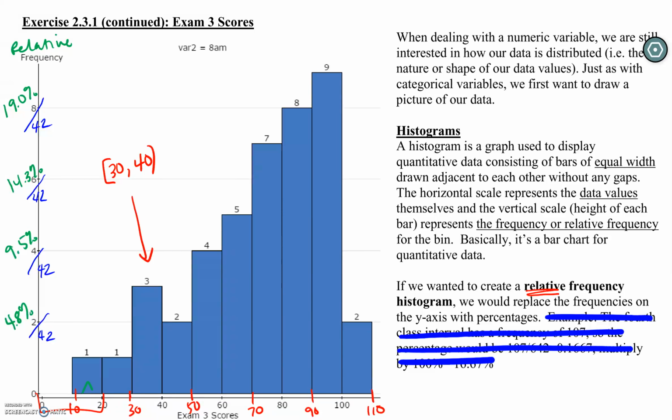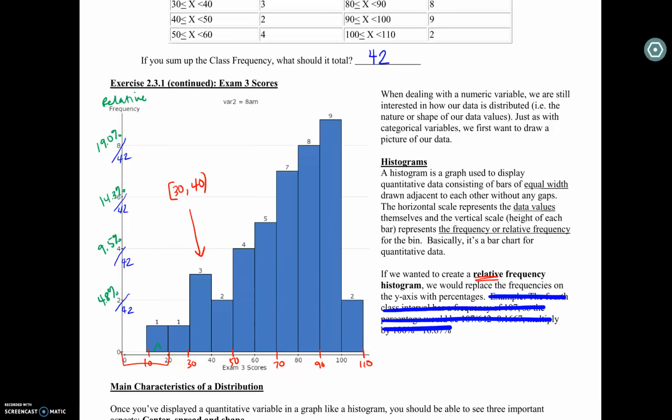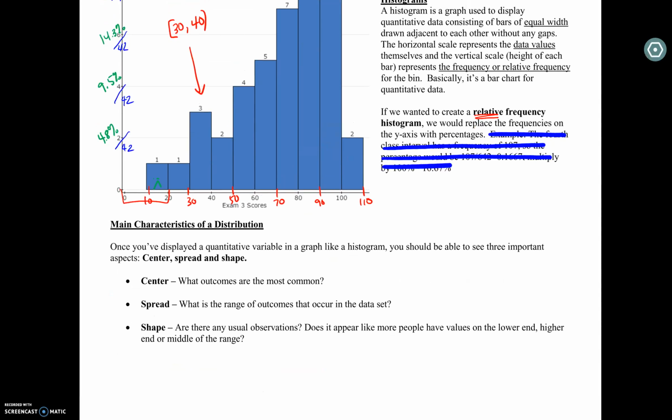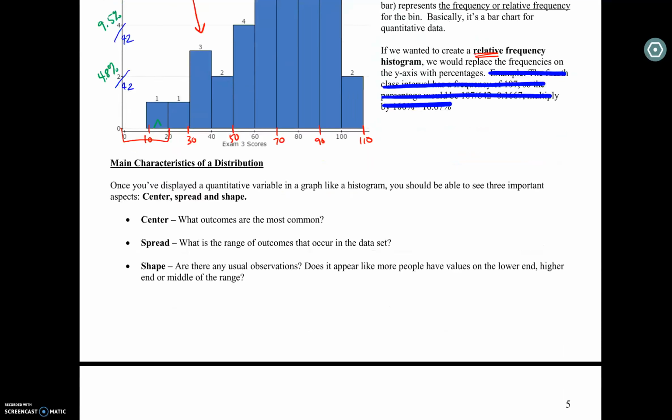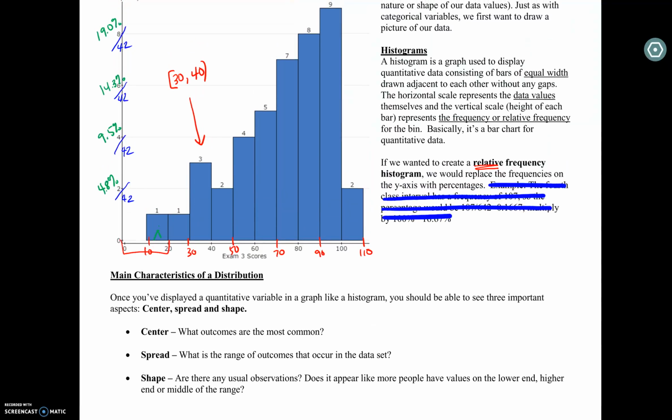So what are we supposed to be able to take away from this graph? Well, there's 3 things that we should be able to see. Center, spread, and shape. We talked about this in class as well. Which outcomes are the most common? So I know I have a space for this on the next page, but because of the way this video is going to work, let's just go ahead and answer each of these questions right now. So what outcomes are most common?